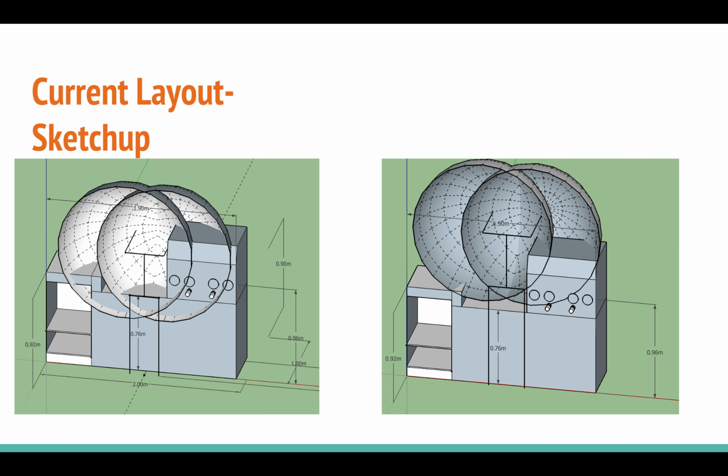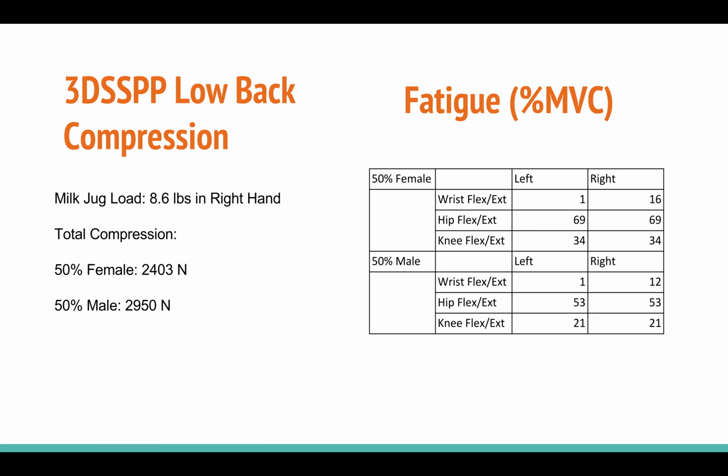On the right, you can see that the espresso machine is out of the reach of the 95th percentile male, and in both of these, it's really hard to reach that bottom shelf of the fridge where the milk is located. We did a 3D SSPP on the low back compression.